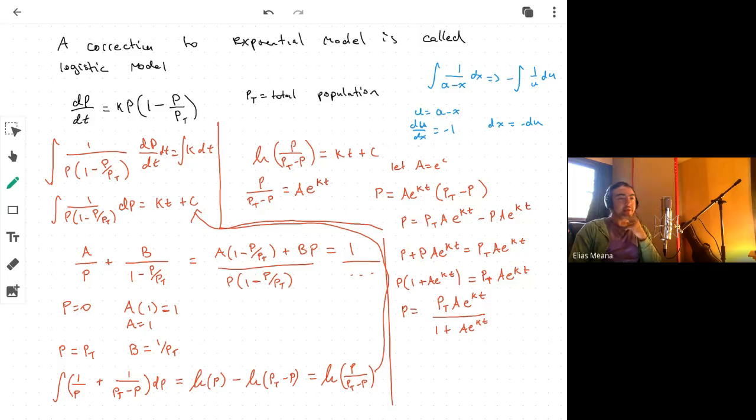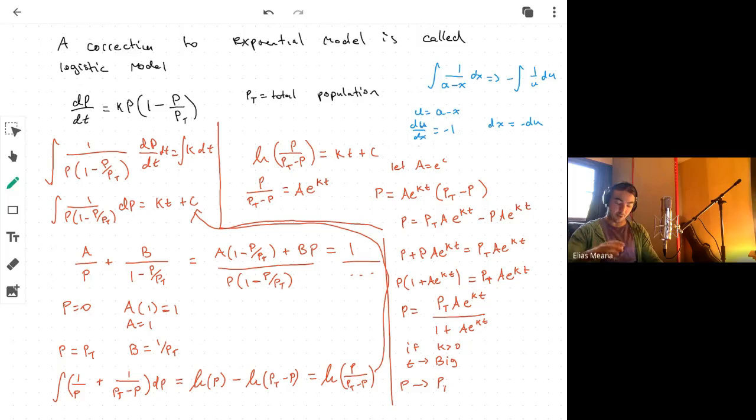And what you'll notice is if we were to imagine that k is positive, so just imagine that k is positive, we have a growth situation. So if k is positive, what's going to happen when t gets really, really big is that P is going to get closer and closer to P_T, right?